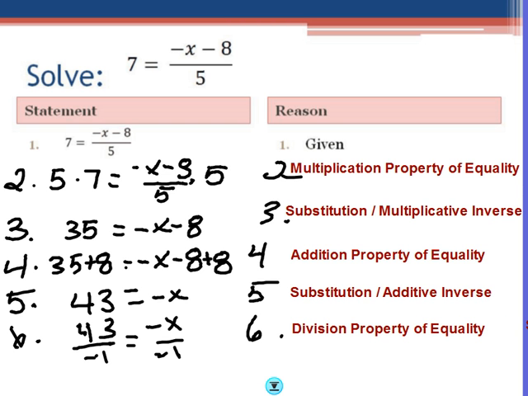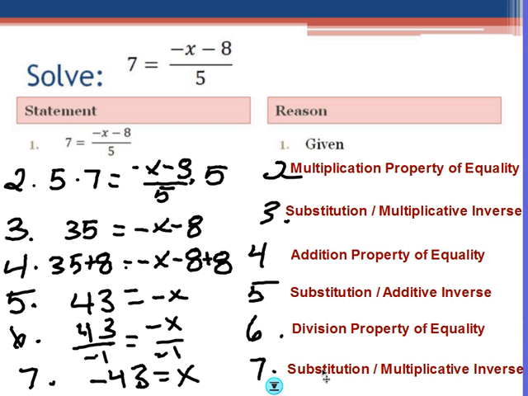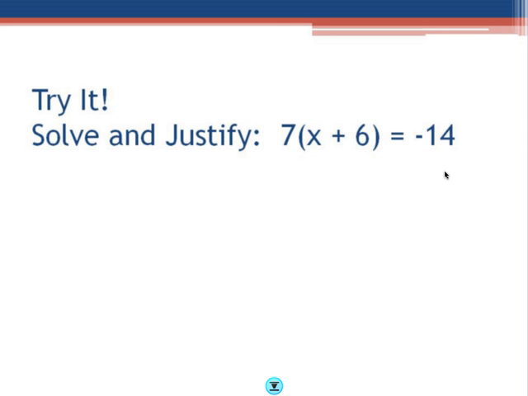Our last step, so step 7, we're going to substitute in 43 divided by negative 1 is going to be negative 43 equals, well, negative 1 divided by negative 1 is going to give us x. So we know that, again, we have substitution, and then we're using our multiplicative inverse property. Now try this one on your own. Make sure you have your statement and your reason.